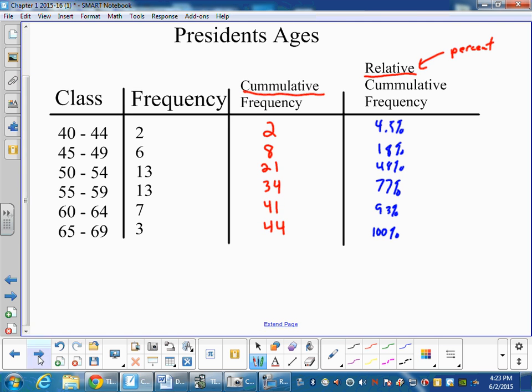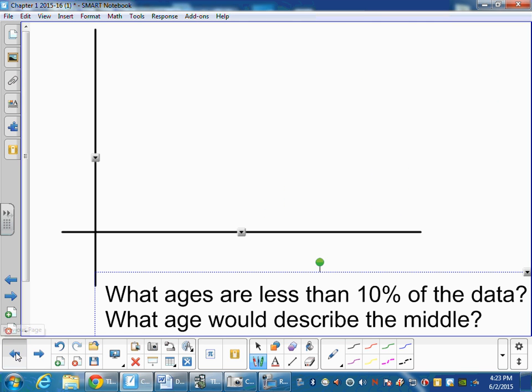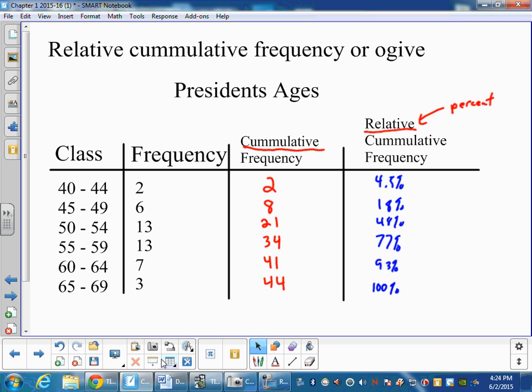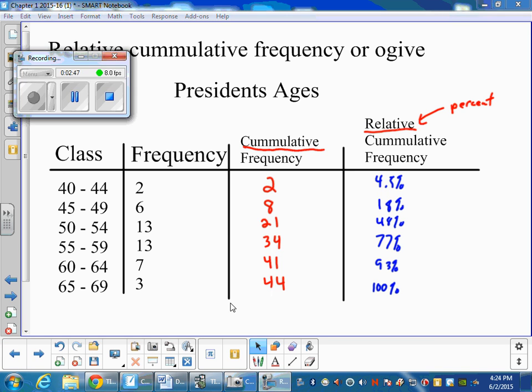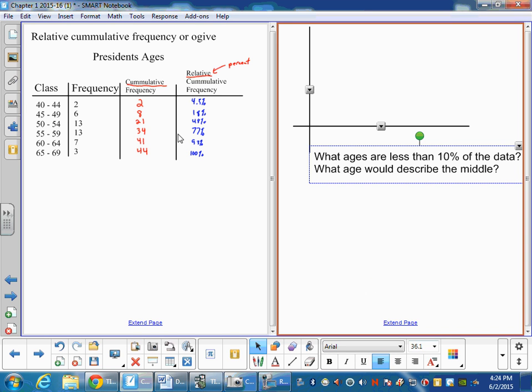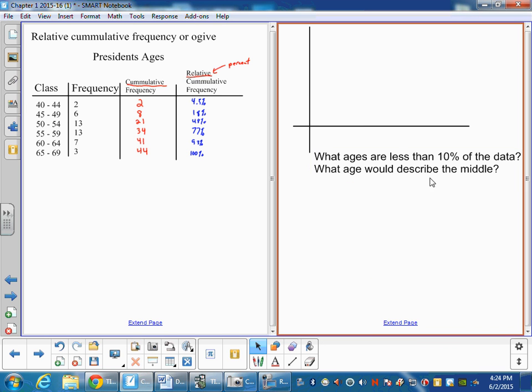So now that we have those data pieces, we want to graph them. Now I'm going to change my view a little bit here. Now I want to look at both of those. I'll eventually answer these questions here, but I want to graph it first. So we're going to do the same thing. We're going to go 42, 47, 52, 57, 62, and 67.